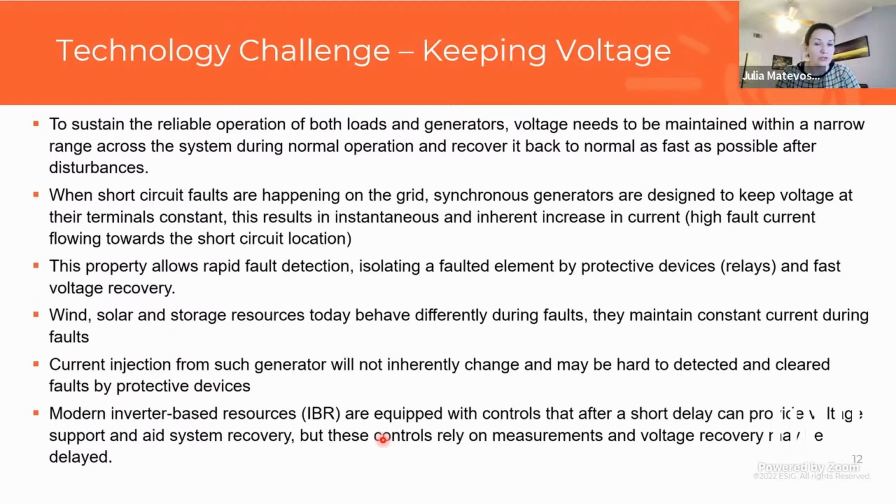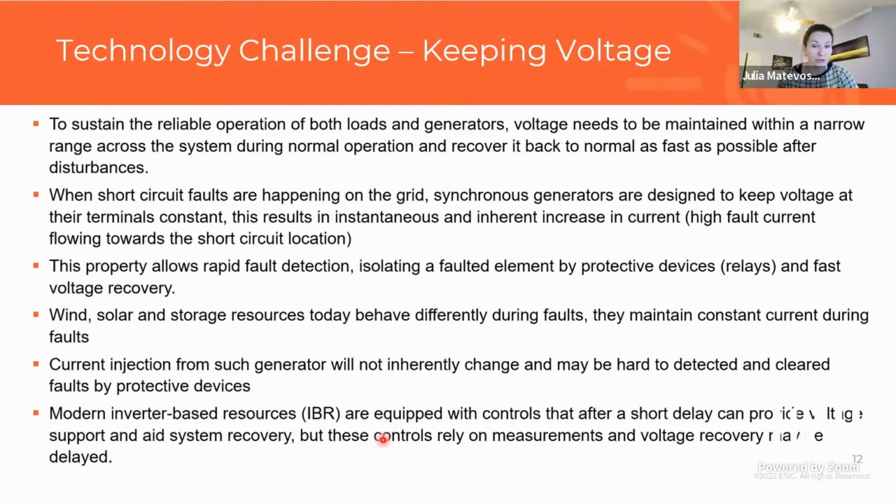But wind, solar, storage resources today behave differently during a fault. They maintain constant current during faults because they were just designed this way initially. Therefore, there is no inherent change, and it may be hard for protective devices to detect and clear the fault. If you have an area with a high concentration of just wind, solar, and storage, and you don't have any synchronous generators in this area, a fault happening on the line produces no visible increase in current flowing on those lines. So protective devices cannot say, well, there's a fault happening, I need to clear it. So that's a problem.